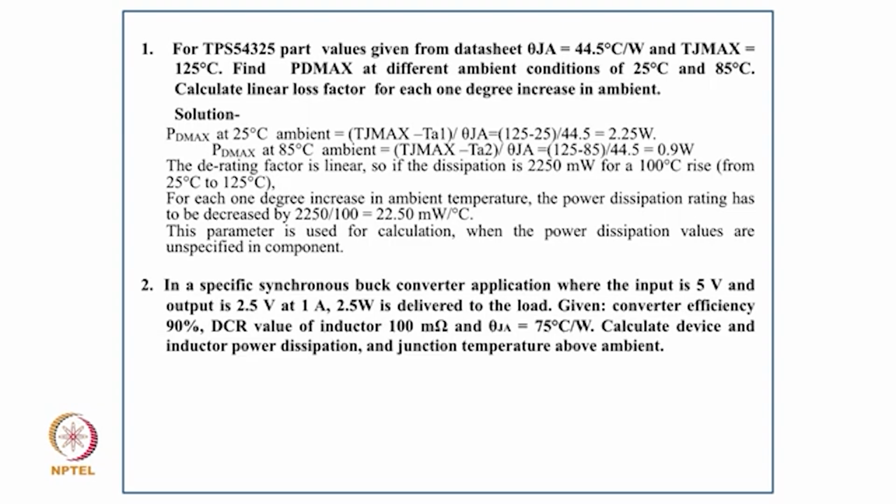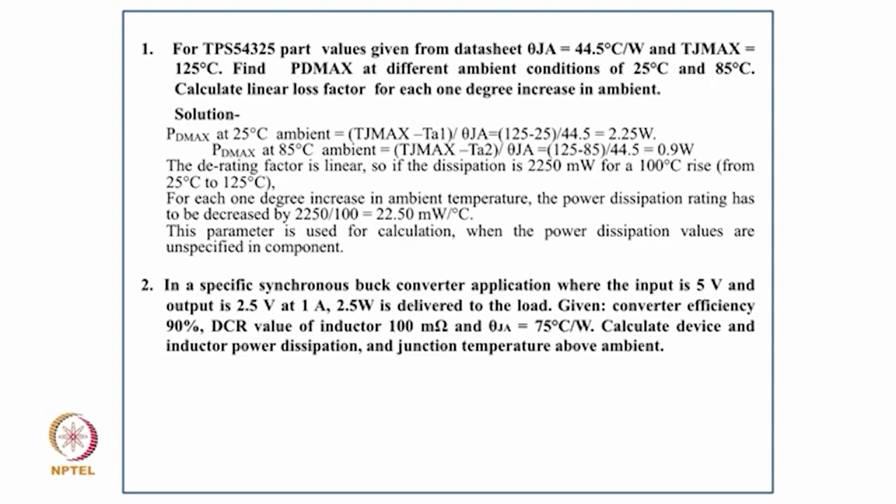So the derating factor is linear, so the dissipation is 2250 milliwatt for a 100 degree rise from 25 to 125 degrees centigrade. For each 1 degree increase in ambient temperature, the power dissipation rating is to be decreased from 2250 by 100, that's 22.50 milliwatt per degree Celsius. So this parameter is used for calculation when power dissipation values are unspecified in the component.